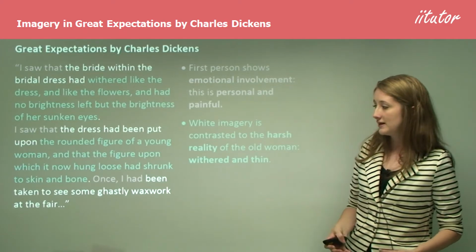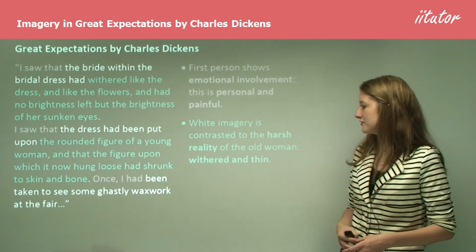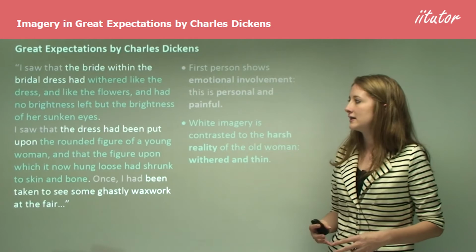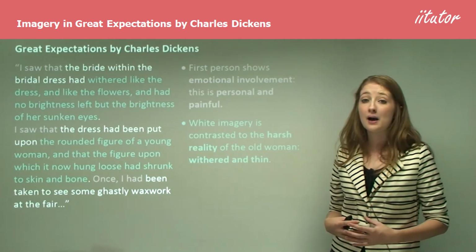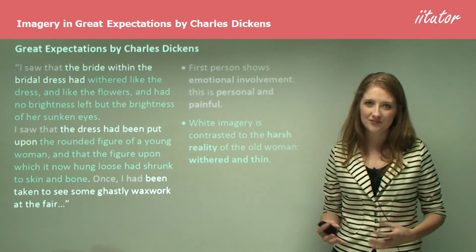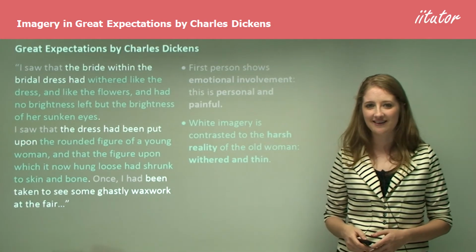The white imagery, additionally, that we discussed earlier, is contrasted to this harsh reality of the old woman who's withered and thin. She's not round anymore. She's withered and, like the flowers, has no brightness left. So we get that sense that as an old woman, she's really deteriorated. And that juxtaposition is very powerful in highlighting that.